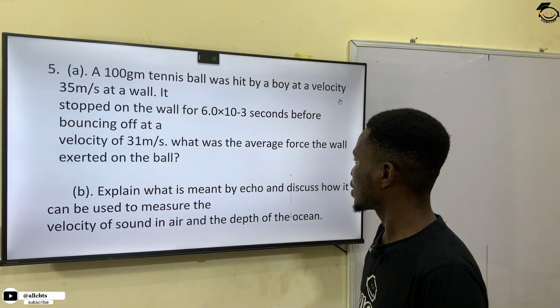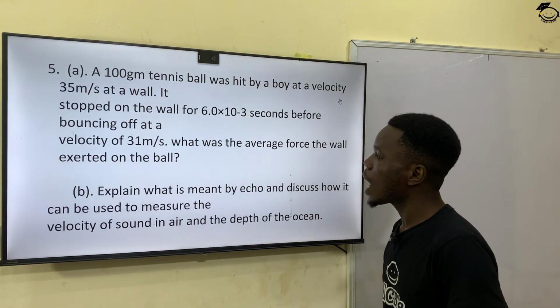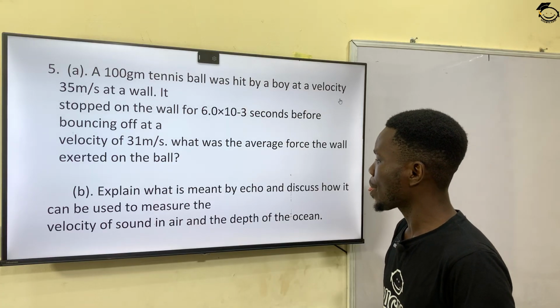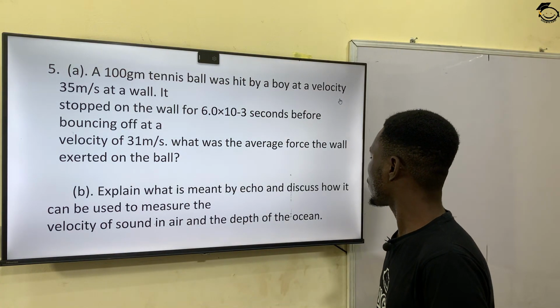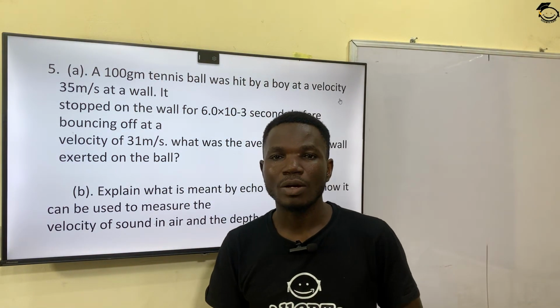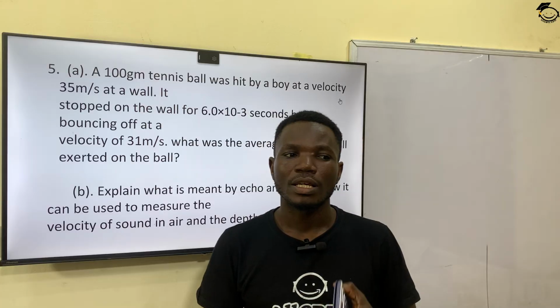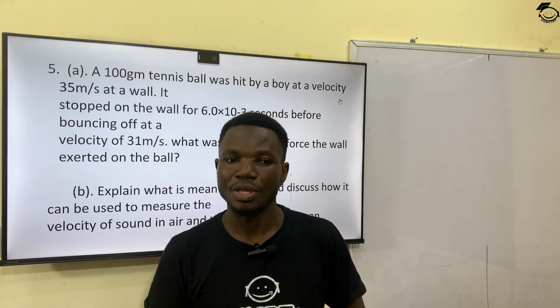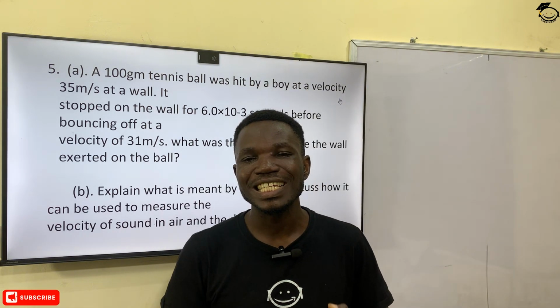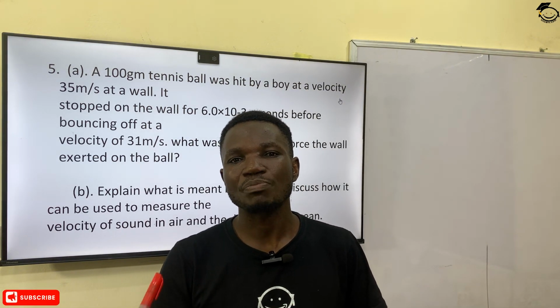explain what is meant by echo and discuss how it can be used to measure the velocity of sound in air and the depth of the ocean. Now, what is echo? Echo is simply the reflection of sound waves. So when sound travels through a distance and hits an obstacle, it bounces back.